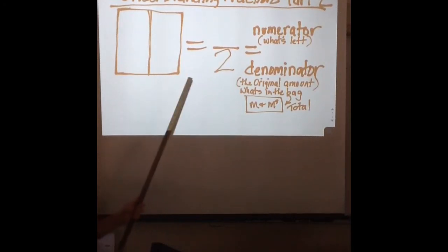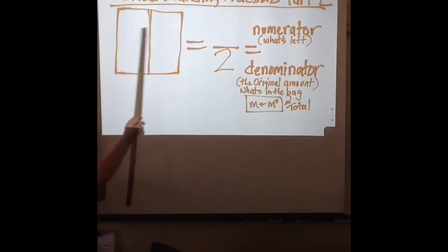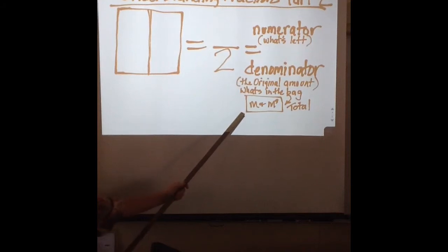If we were talking about pizzas, it's the amount of pieces when we open the pizza box up and see how many pieces are in there. Well, in this case, let's pretend it's a square pizza. We have 2 pieces of pizza in our box. Or if you would like to think of it as an M&M bag, how many pieces are in the M&M bag total? So the denominator is the number that is the original amount.